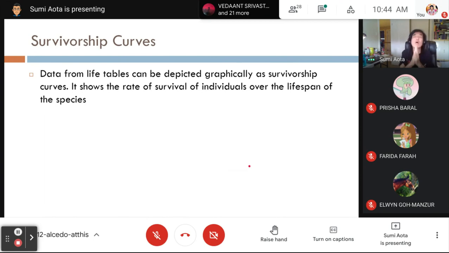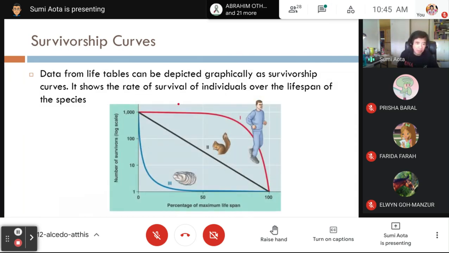All right. One of the things that data from life tables can give you is, if you graph it, you actually end up with some interesting curves. And these curves are called survivorship curves. In a survivorship curve, what it basically tells you is the rate of survival of individuals over the lifespan of the species. And what you'll notice is that there are basically three basic survivorship curves. I'm going to do them backwards.